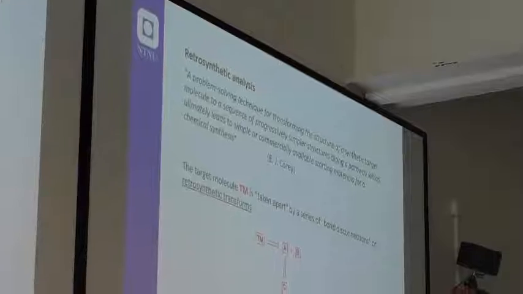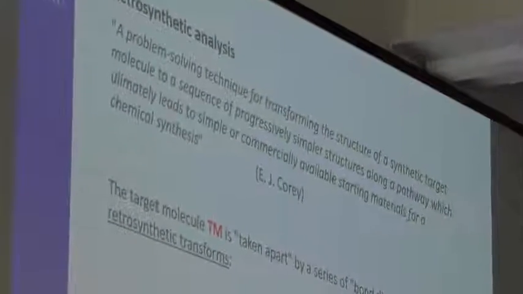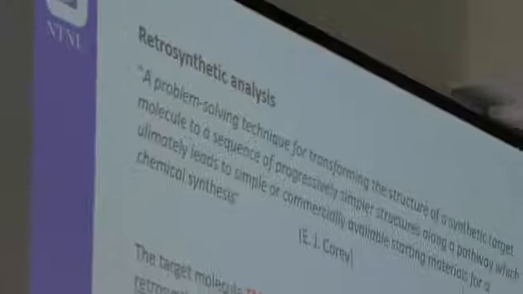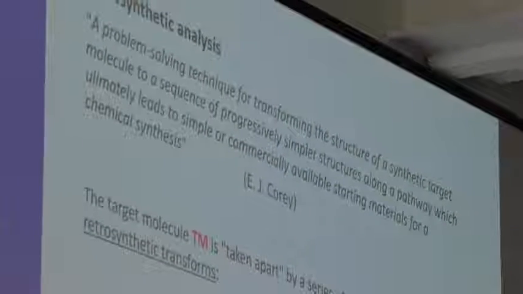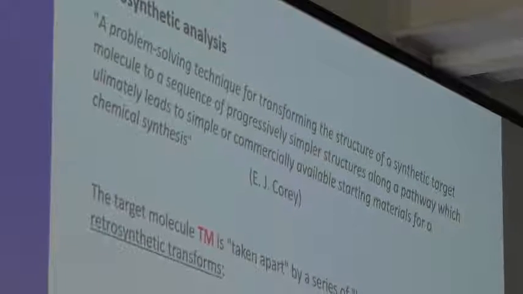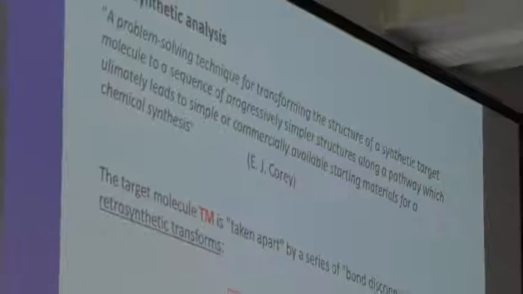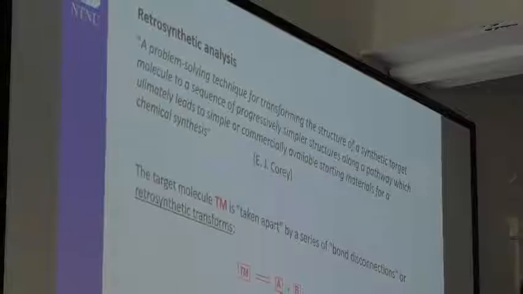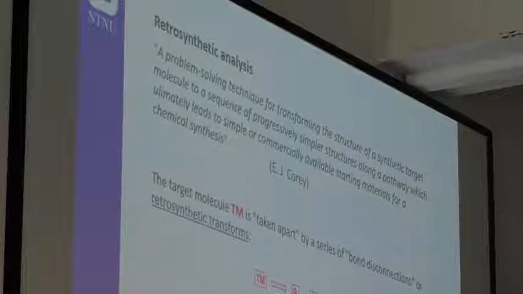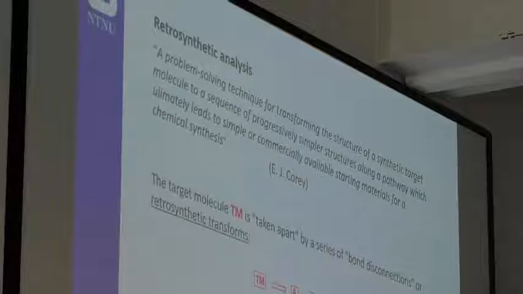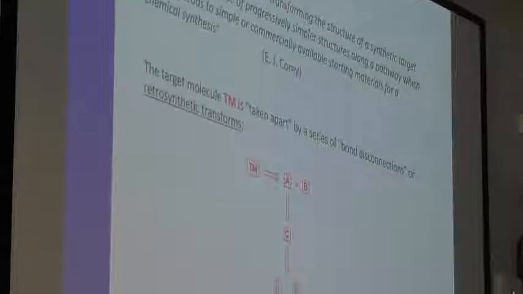Retrosynthetic analysis, citing Corey, is a problem-solving technique for transforming the structure of a synthetic target molecule to a sequence of progressively simpler structures along a pathway, which ultimately leads to simple or commercially available starting materials for a chemical synthesis. So that means the target molecule, TM, is taken apart by a series of bond disconnections or retrosynthetic transforms, as shown here.